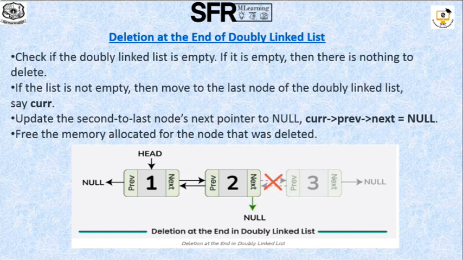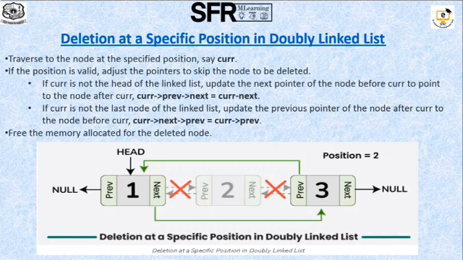So deleting at the beginning and ending is a simple process, we just assign null and delete the node. But deletion at a specific position is a little tricky, because we have to disconnect the previous and next nodes, as we are deleting a node at a specific position. First, as usual, we have to traverse the list. Traversing means we visit the node which we want to delete. The node to be deleted is considered the current node.